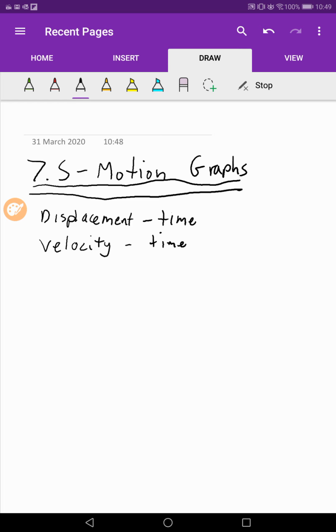Now, these are really useful to show certain types of motion, and they are very much related to each other. So I'll just show you what a displacement time graph might look like. Now, one of the first things to realise is that both displacement and velocity are vectors, which means that the y-axis can go both positive and negative.